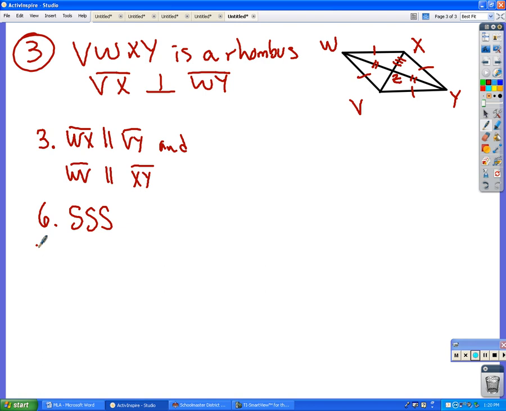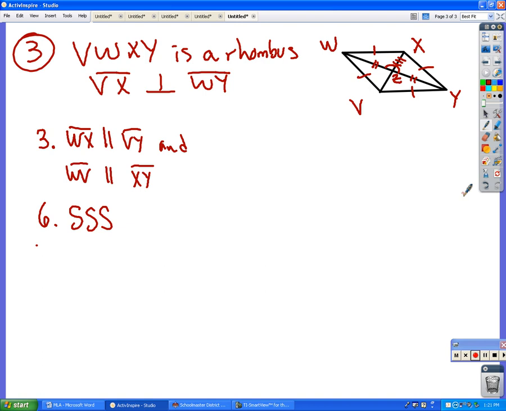Therefore, number 7 says angle WZX, so this little guy right here, is congruent to angle XZY, and that's that CPCTC thing. Do you remember that? Corresponding parts of congruent triangles are congruent. Once you know 2 triangles are congruent, you know everything about it is the same. We also know that those 2 angles are supplementary because they are a linear pair. And therefore we know that they're both right angles, right? Because the 2 angles add up to 180 degrees and they're both the same.